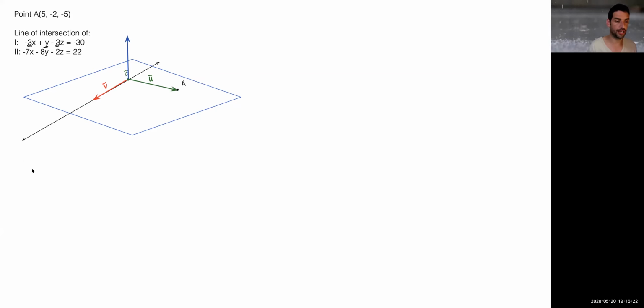We can just read the normal vector n1 off of those coefficients: -3, 1, -3. n2 is going to be -7, -8, -2, and then V is going to be the cross product of these two. Okay, so I worked this out already: -26, 15, and 31.